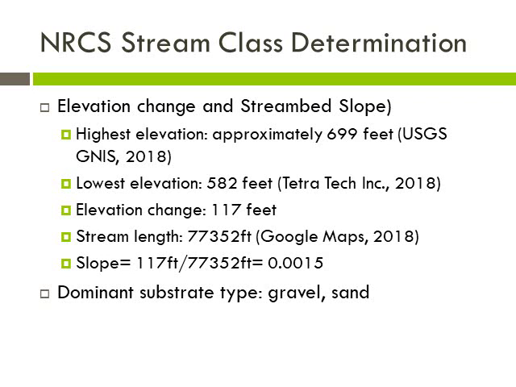So I divided that by the stream length from Google Maps. I converted the miles to feet and came out with 77,352 feet, and the slope came out to 0.0015.